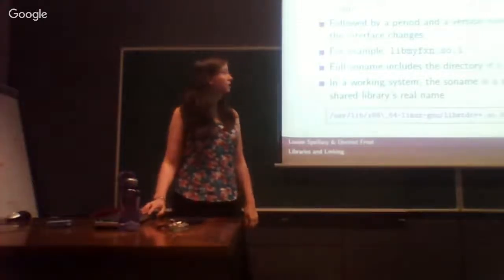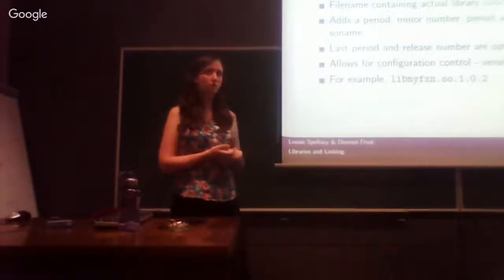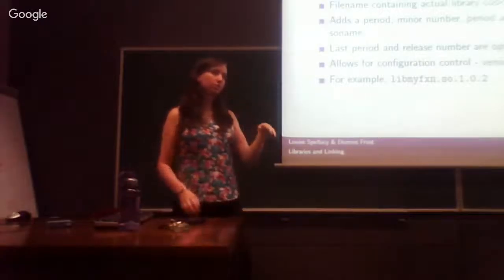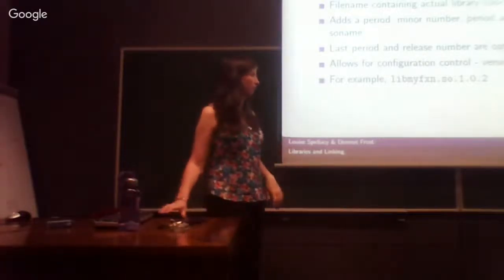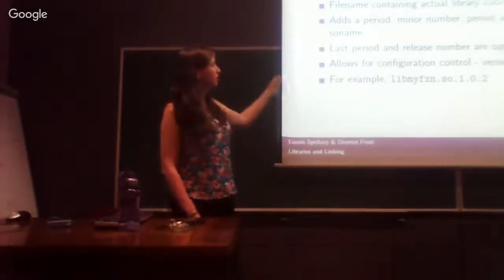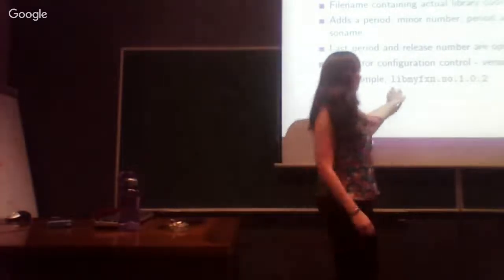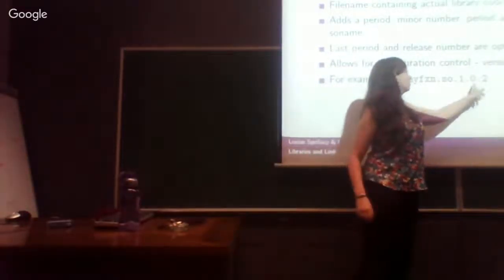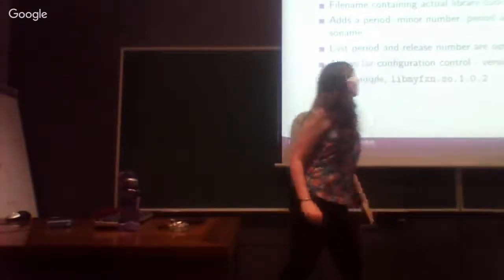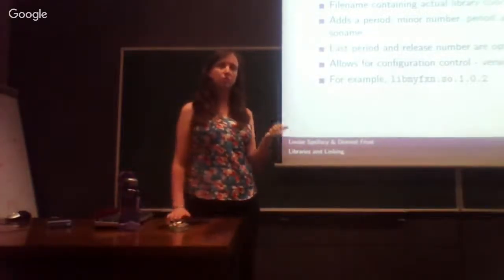Okay. So the real name of a library is the file name containing the actual library code. So this is what you generate; this is the actual code that you're generating, not just a linking name. So you add a period, a minor number, and another period, and then a release number to the end of the SO name. So you get this format here of your SO name followed by some minor number followed by the version number. So this allows for configuration control, so you can have lots of versions of the same library in your directories.